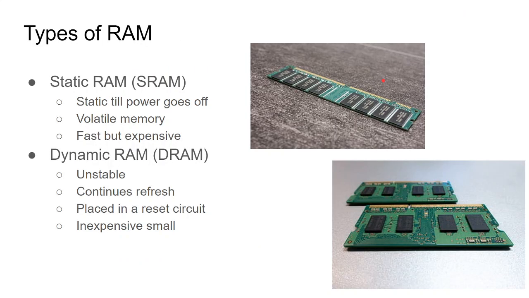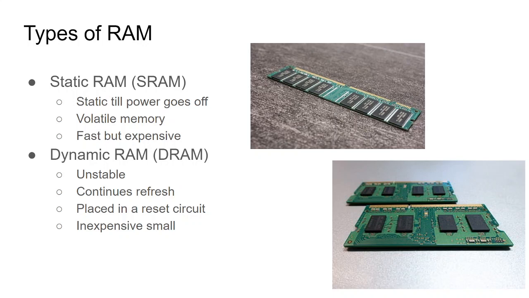Next is types of RAM. In RAM we have only two types as far as we are concerned, that is static RAM and dynamic RAM. Obviously when there are two things, there must be some differences, right? So what does the static RAM do? It's static till the power goes off. Static means something constant, it's there, it doesn't vanish, it's not volatile. So that is static till the power goes off.